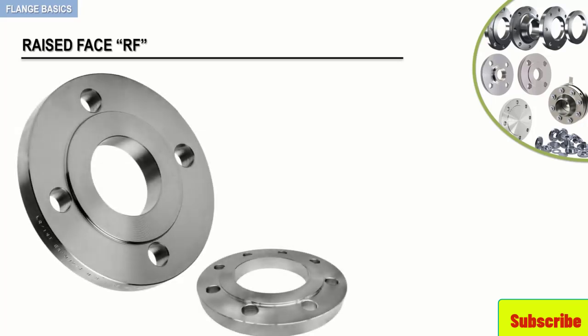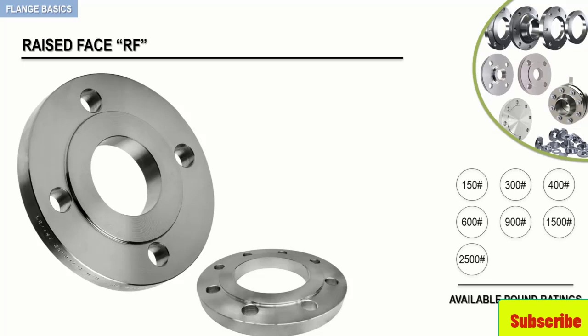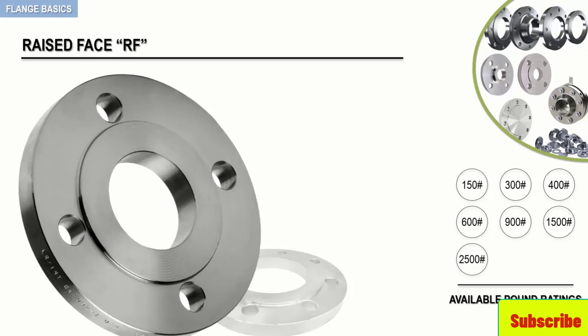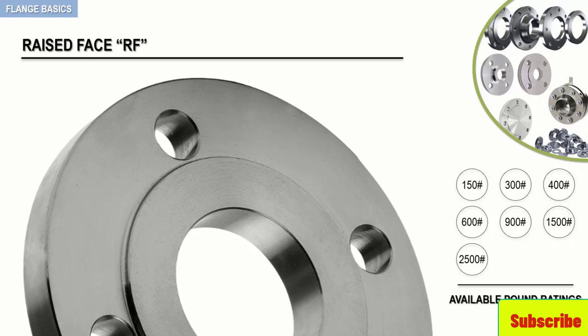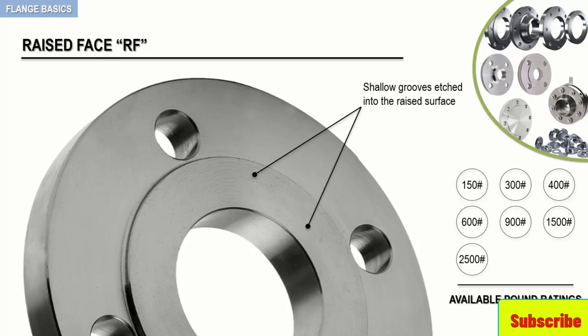Now, the most common face type in use is the raised face, or RF flange. The pictures that you can see here depict typical examples of raised face flanges. These flanges are available in all 7 of the pound ratings. Appropriately named, this flange face has a prominent raised surface, as highlighted here. With shallow grooves etched into the raised surface, this flange face ensures a positive grip with the gasket.